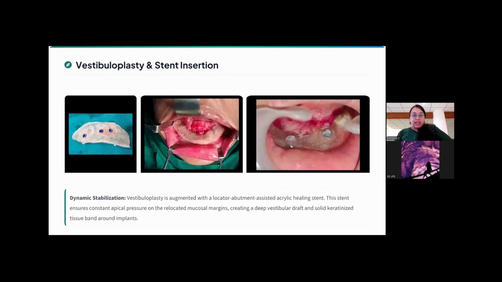Following this, we went ahead with vestibuloplasty because there was no vestibular depth present after the resection. A vestibuloplasty was indicated. So in this case, after vestibuloplasty was done, we need to give a stent to preserve that depth which is created. So in such cases where there is no vestibular depth, we need something to hold the stent in place. So we utilized 3 of the implants using the locator attachments to augment the acrylic stent and keep it in place.